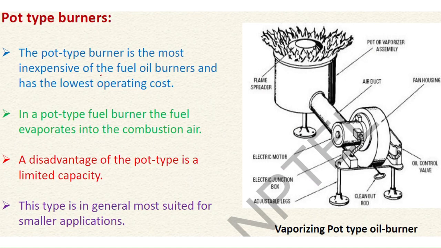Pot type burner is the most inexpensive and simplest form of fuel oil burner, as we have seen in stoves in our houses in old times. And it has the lowest operating cost. In the pot type fuel burner, the fuel evaporates in the combustion air. The fuel evaporates from here, in the burner, and forms a mixture with the combustion air, and combustion takes place. A disadvantage is that it has limited capacity, and this type is generally used in smaller applications.